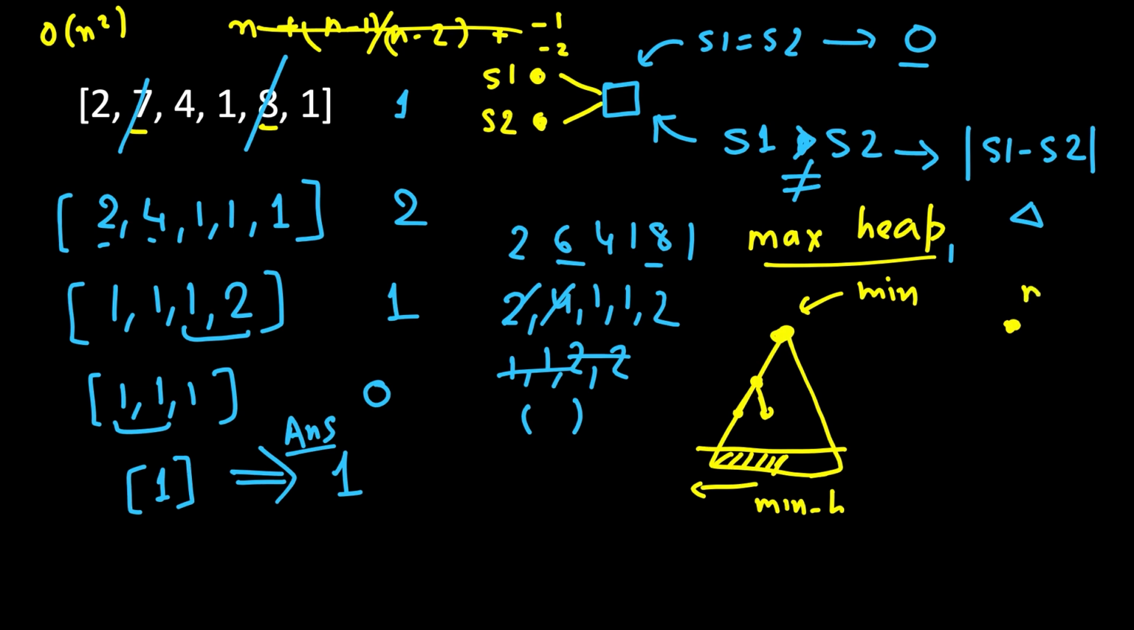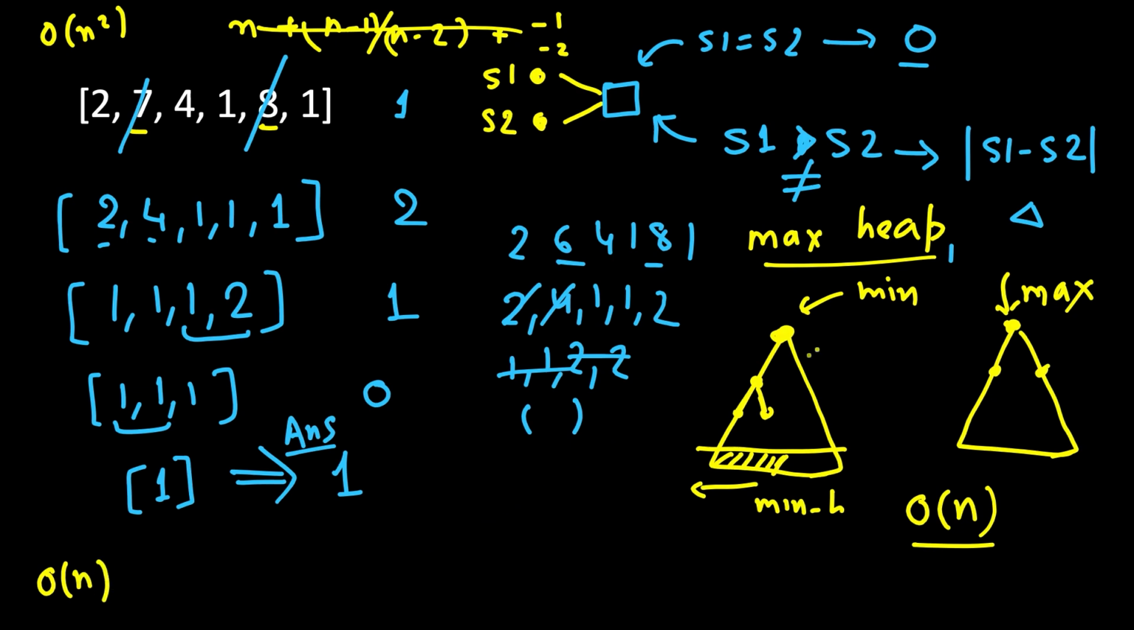Similarly, in max heap, this element will be the max, and its children will be less than this. And this will hold true for all of the nodes. Building the heap is an order n operation. If you are given n elements and you are asked to build a heap from it, it will take order n time. Then getting the max is constant because it's the root. So you get the maximum in 1 unit of time.